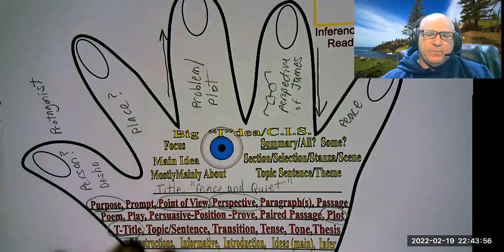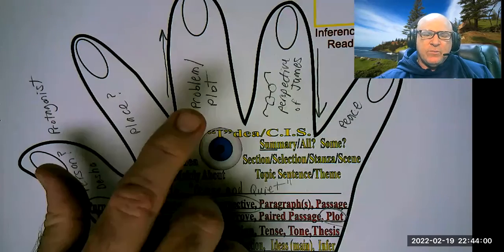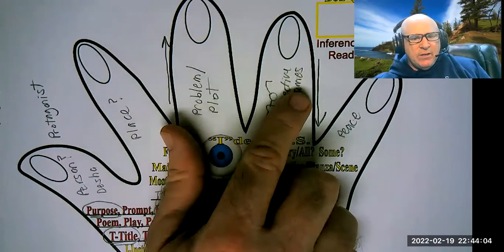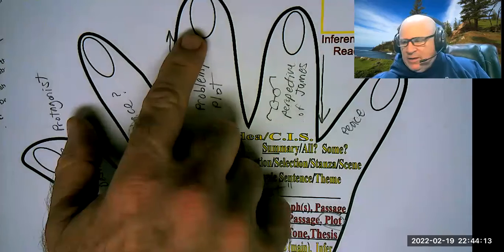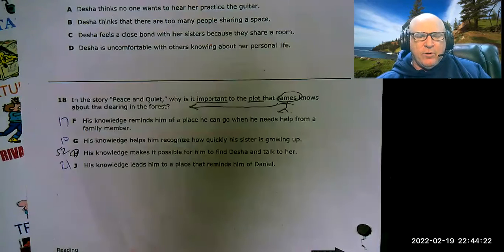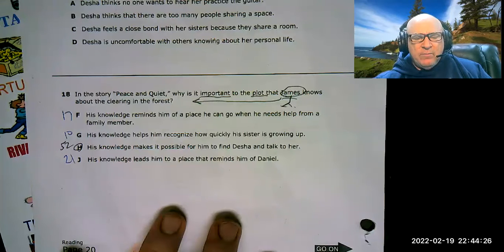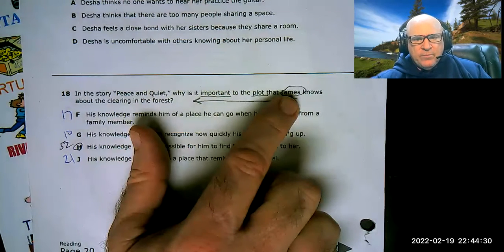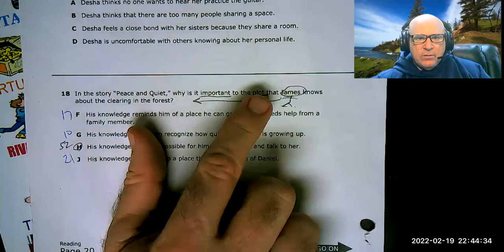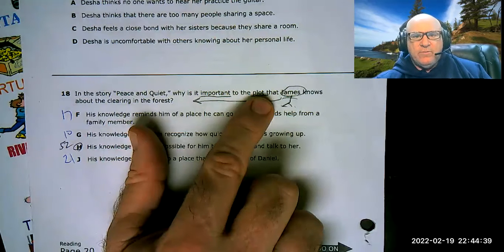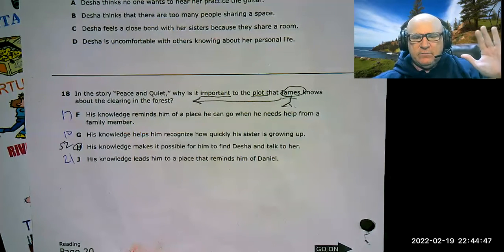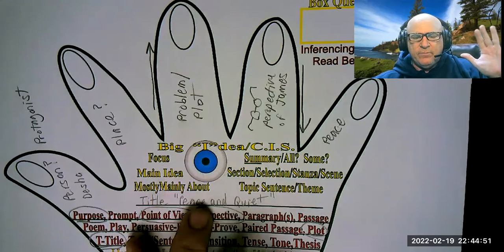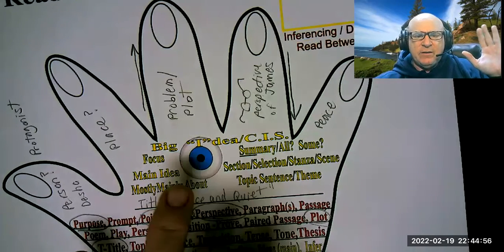All right. So the question says, why is it so important that James, the brother in this story, is important to the plot, the rising action before the falling action, that James knows about the clearing in the forest? Well, let's take a close look at the question. Since we know that James is not the protagonist, the main character, because they asked about the plot, the main focus of the story, the center of attention, the big idea, what it's mostly or mainly about is Desha needing to be able to find some peace and quiet.